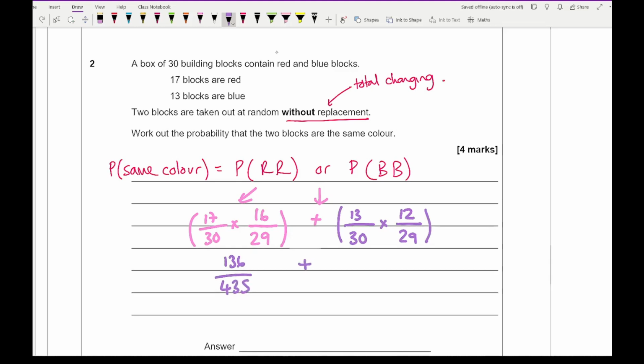So if I type that all into my calculator, I'm going to get 136 over 435 plus 26 over 145, because that's been simplified. And if I type that all into my calculator, I'm going to get an answer of 214 over 435.